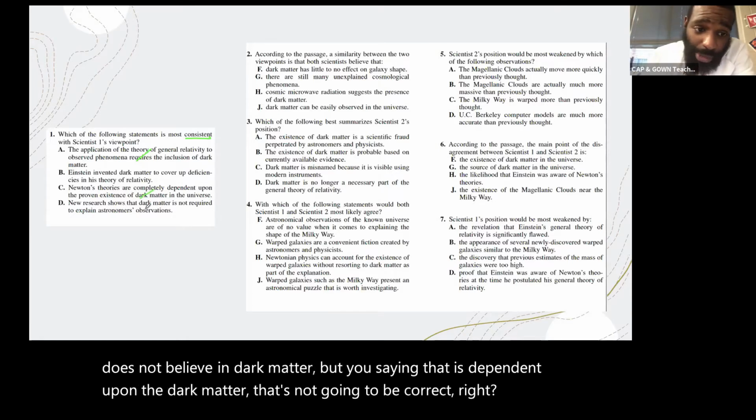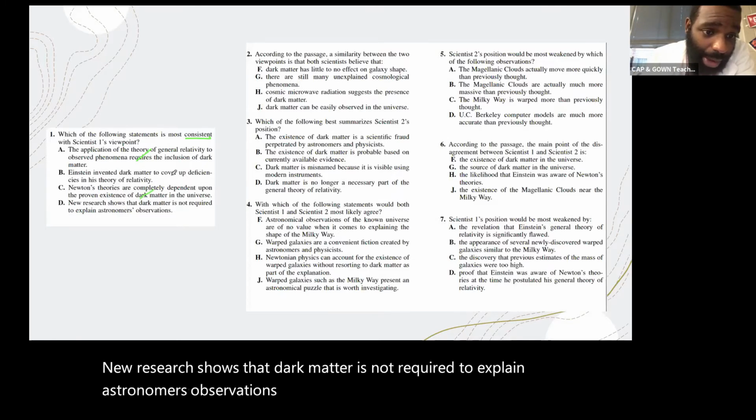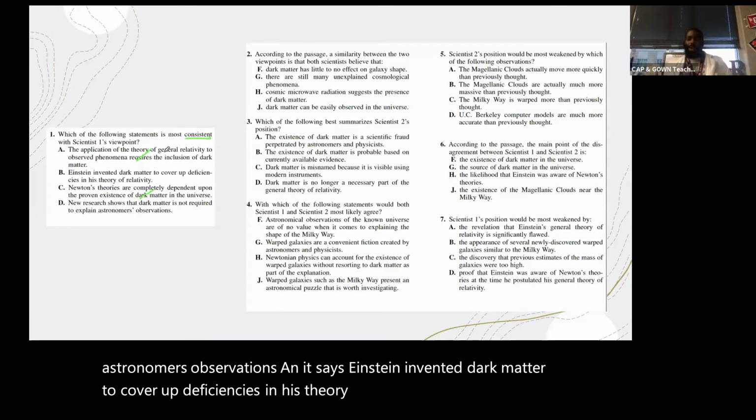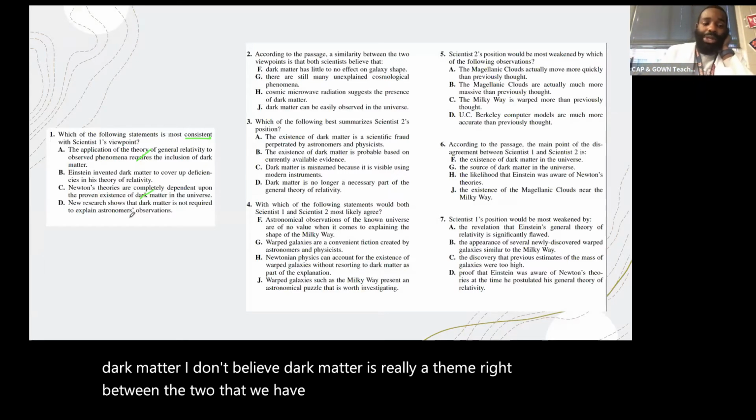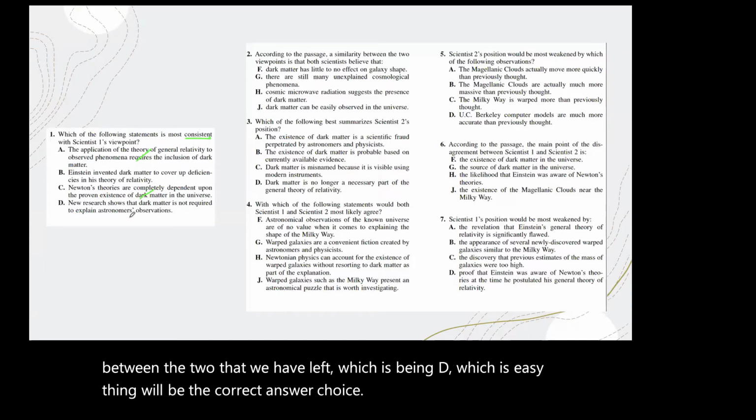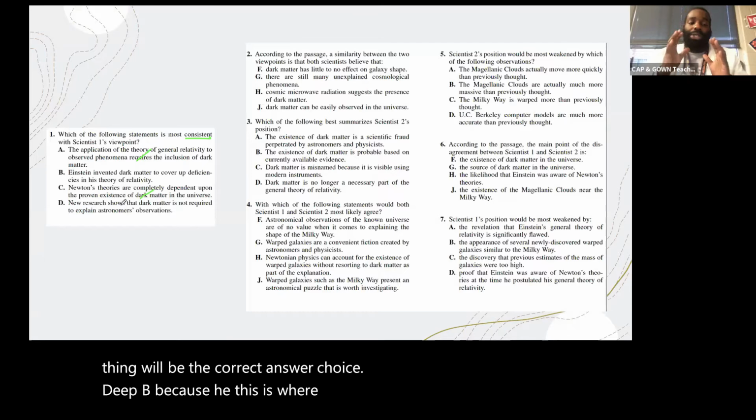New research shows that dark matter is not required to explain astronomers' observations. And it says Einstein invented dark matter to cover up deficiencies in his theory, right? So if I don't agree with dark matter, if I don't believe dark matter is really a thing, between the two that we have left, which is B and D, which of these do you think will be the correct answer choice? B? B, because this is where it completely says, which aligns with, I do not agree with dark matter.